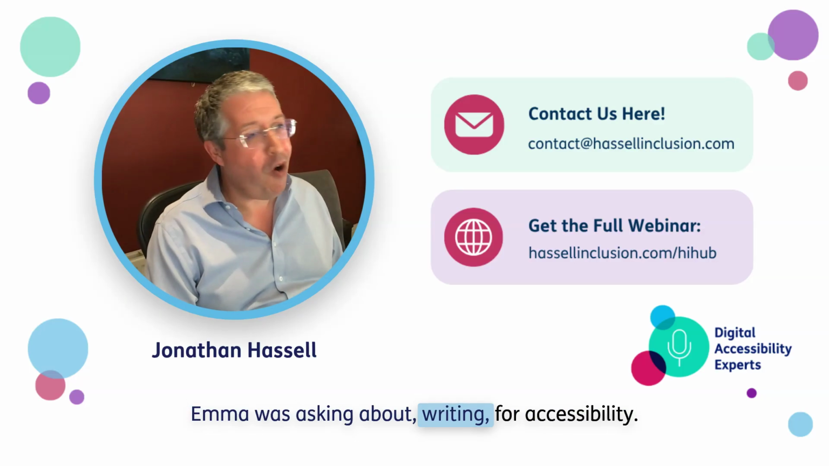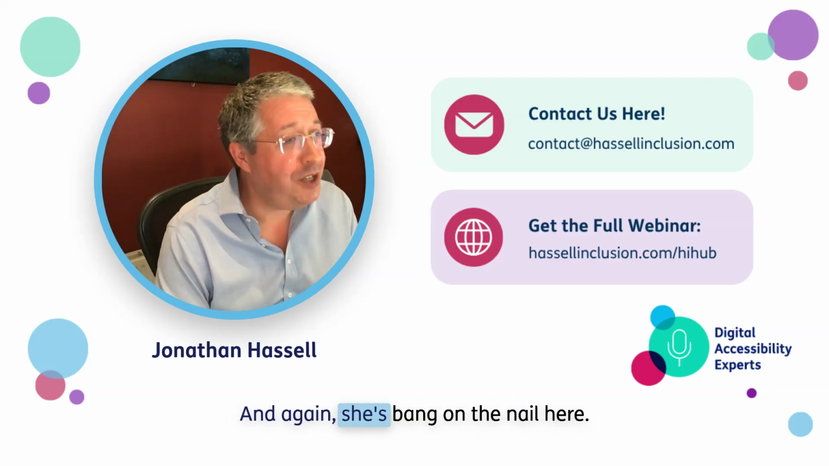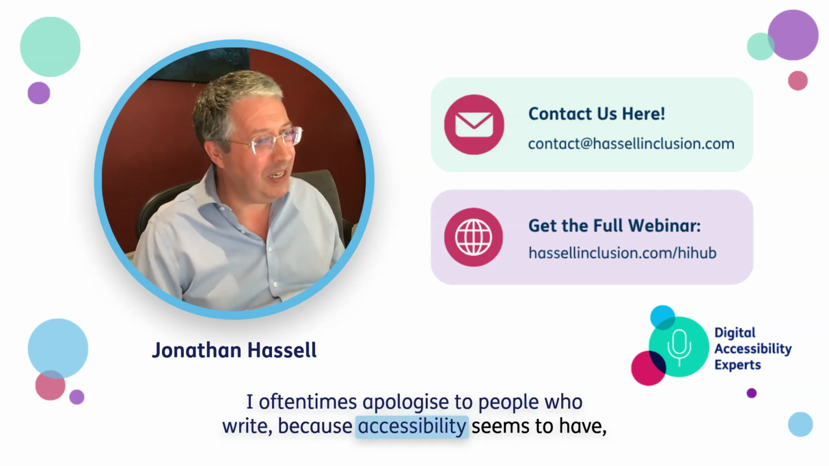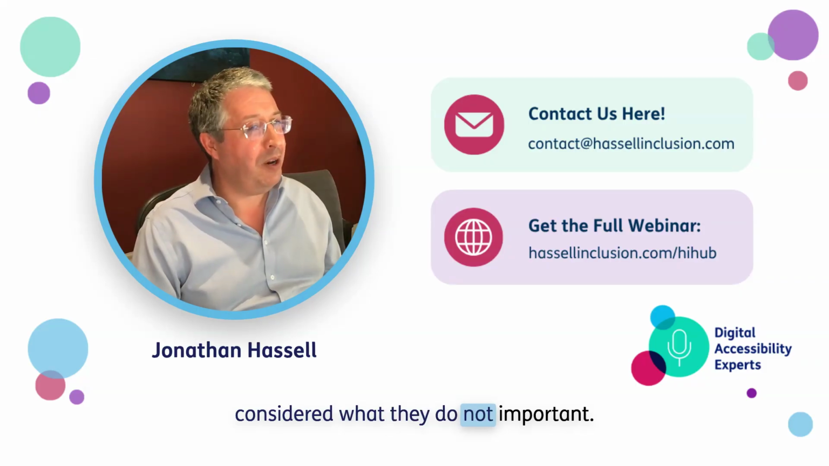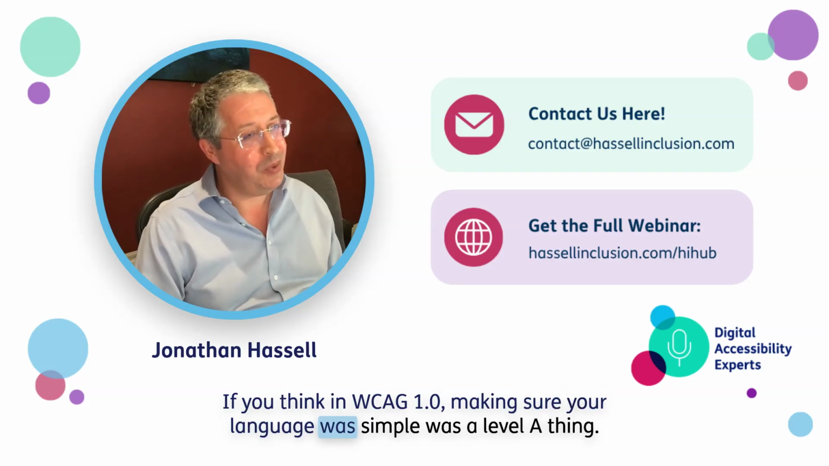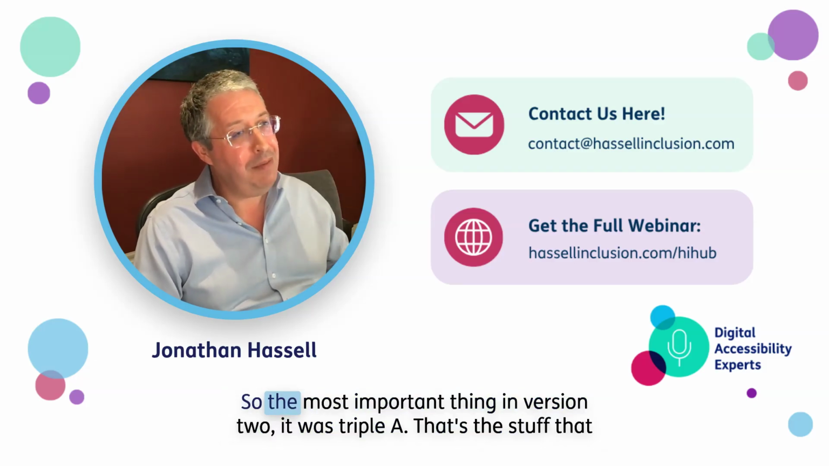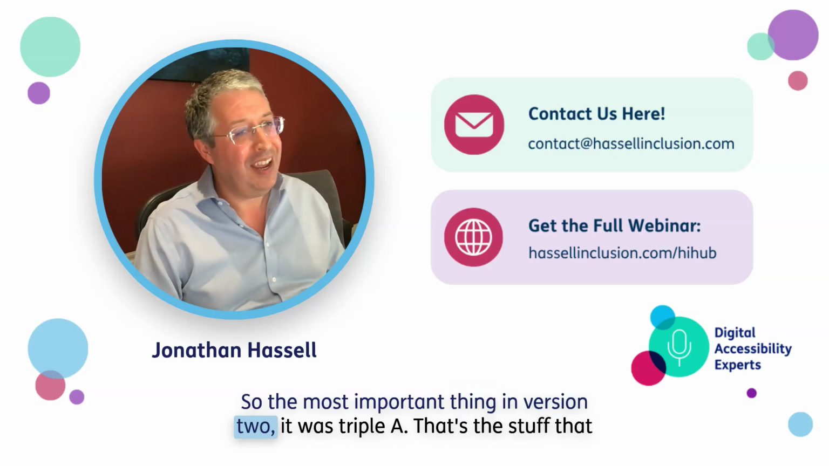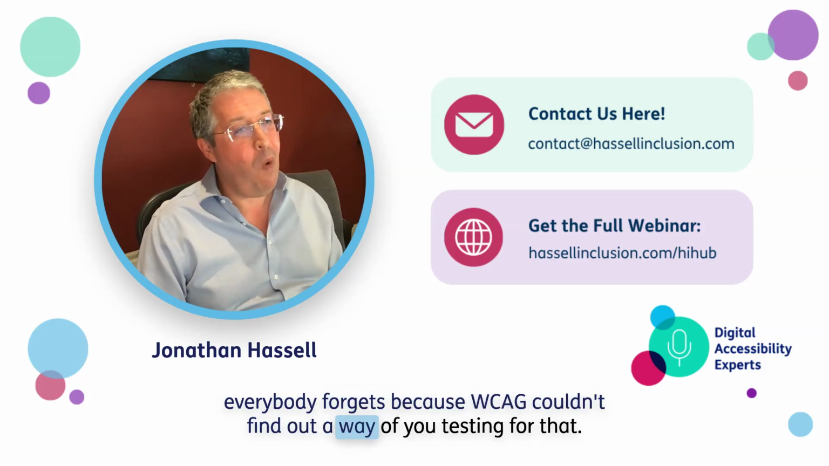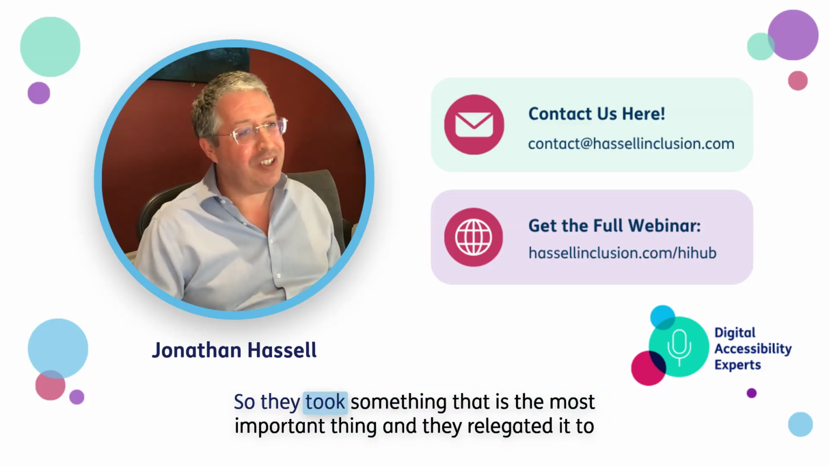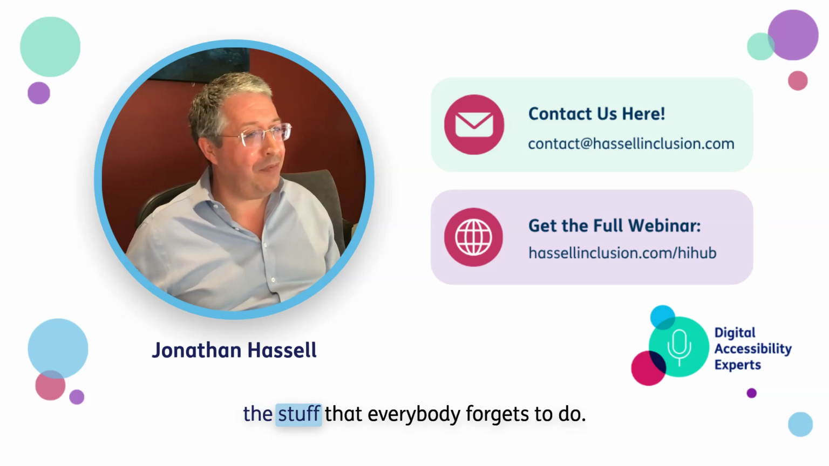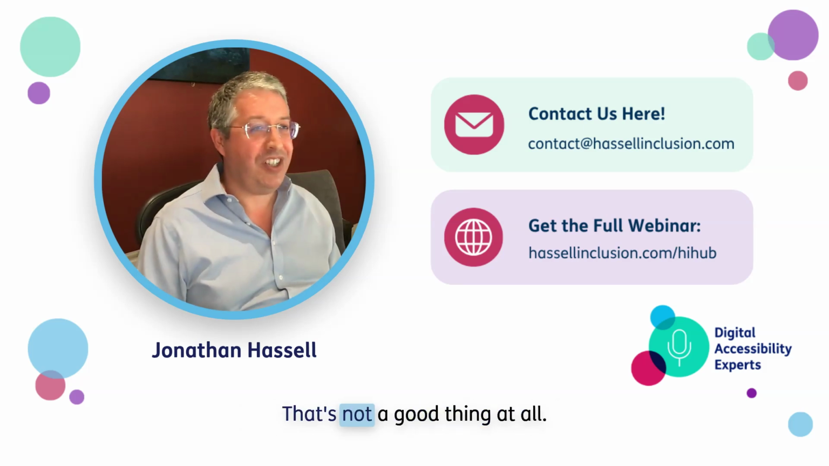Emma was asking about writing for accessibility. And again, she's bang on the nail here. I often apologize to people who write, because accessibility seems to have considered what they do not important. In WCAG 1.0, making sure your language was simple was a level A thing, so the most important thing. In version 2, it was AAA. That's the stuff that everybody forgets, because WCAG couldn't find a way of you testing for that. So they took something that is the most important thing and relegated it to the stuff that everybody forgets to do. That's not a good thing at all.